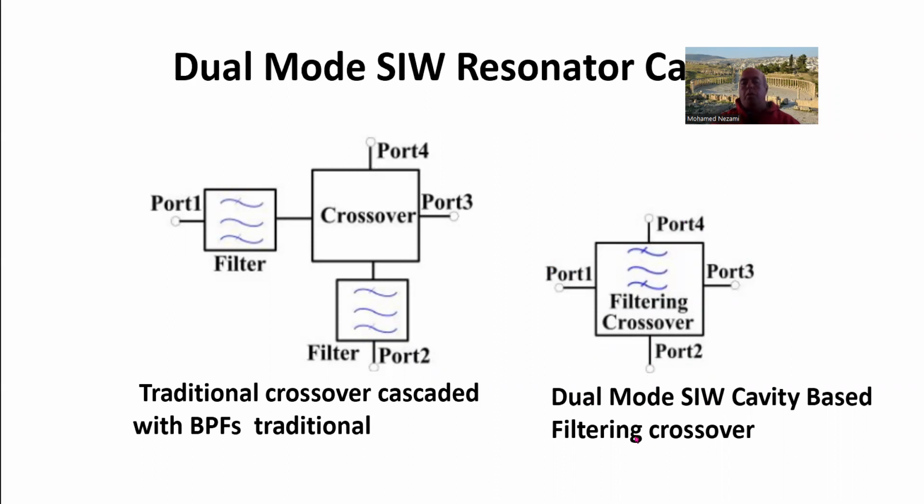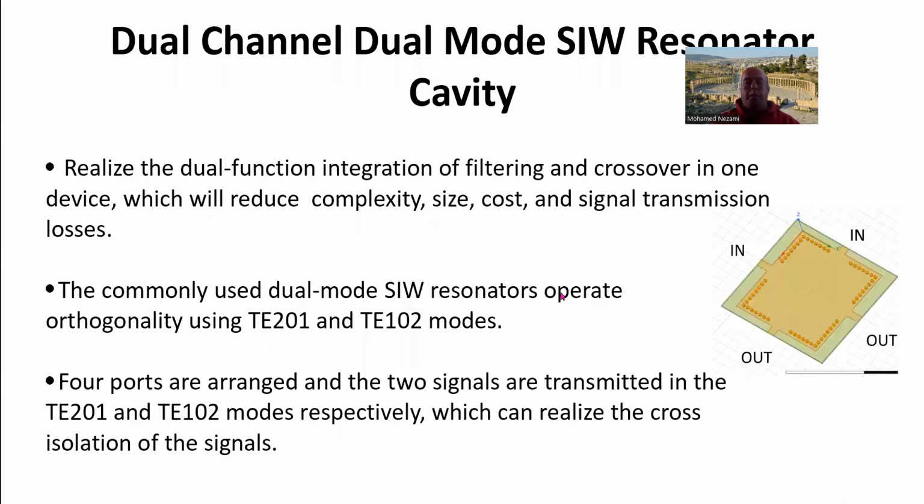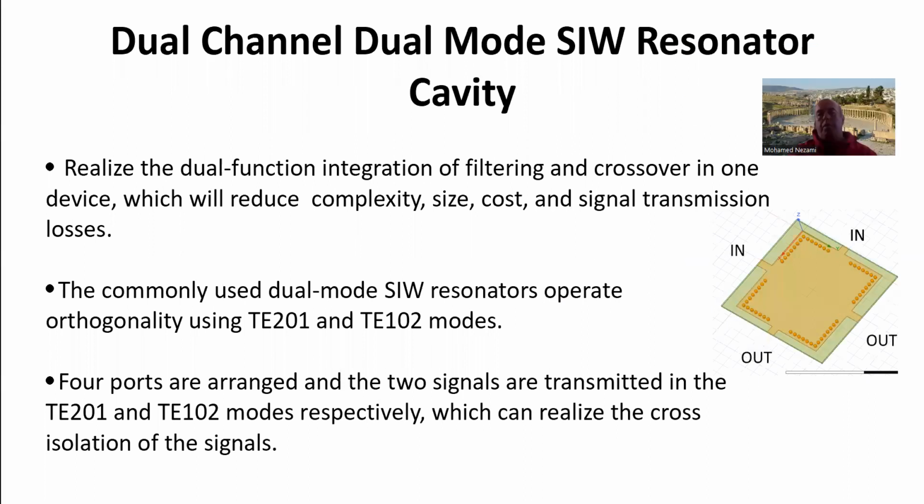And that's what we are going to look at today, which is a dual mode SIW cavity-based filtering crossover. Really, I should say dual mode multi-channel SIW cavity, because the dual mode assumes that you have a square resonator where it's the same frequency, except two different modes are propagating, which are orthogonal to each other, and therefore the signals can cross each other transparently without any interference. But if you make it rectangular, then obviously you can also have a multi-channel. Okay, so let's just define further.